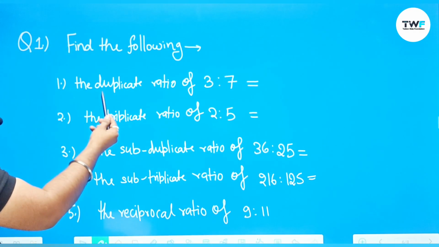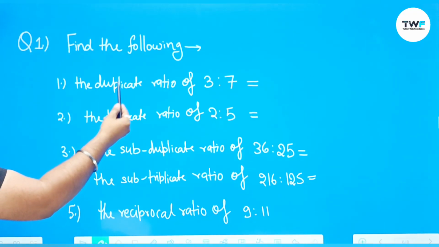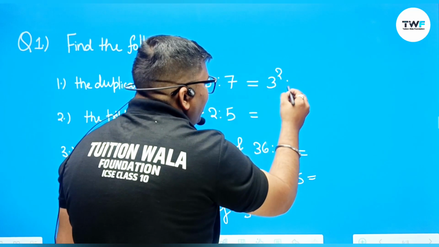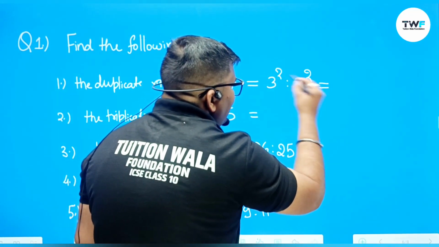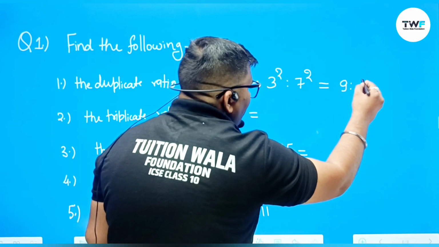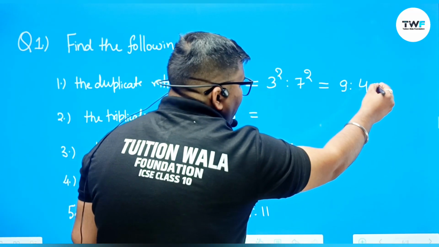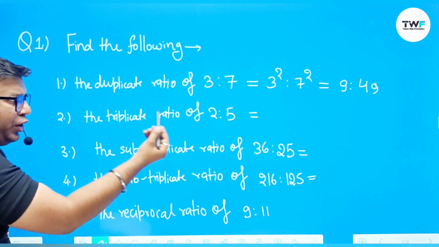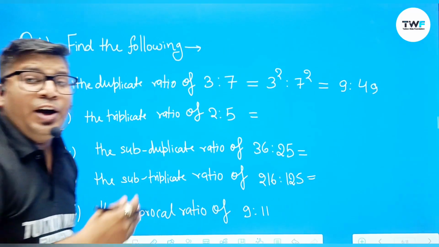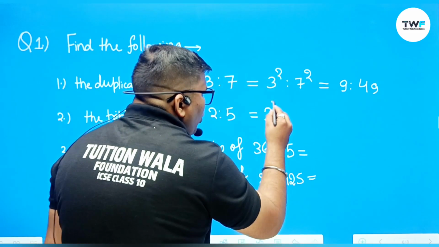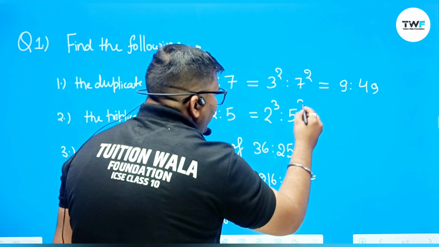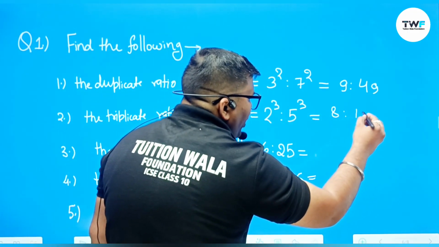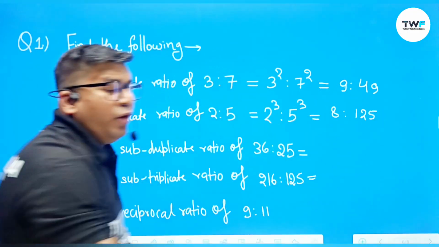When you move to the first question, the duplicate ratio of 3:7, the answer will be 3 square ratio 7 square, that is 3 square is 9 and 7 square is 49. Answer will be 9 ratio 49. And we are moving on to the triplicate ratio of 2:5, then the answer will be 2 cube ratio 5 cube. Then 2 cube is 8 and 5 cube is 125. Answer will be 8 ratio 125.